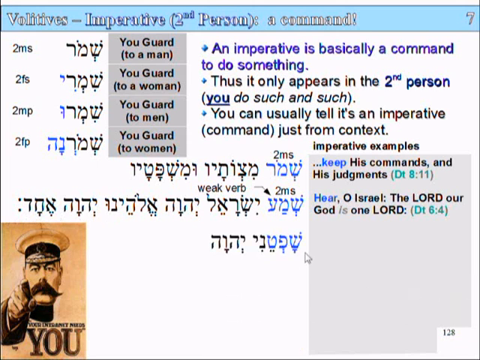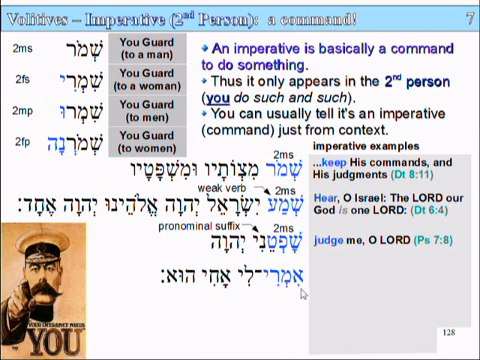Okay, the next example. Shaftani, Yahweh. Judge me, O Lord. Shaftani, judge me. So here's the word judge, and then this suffix has been added afterwards, but the actual command is here. Judge me, O Lord. So that's the second person masculine singular, and it's got a suffix on the end, the ni.